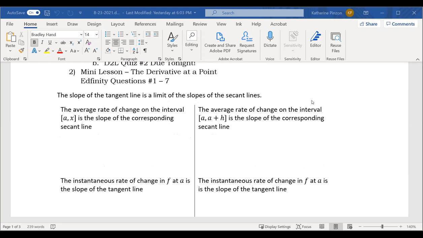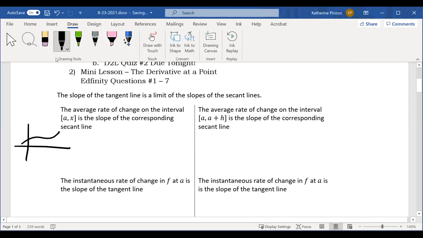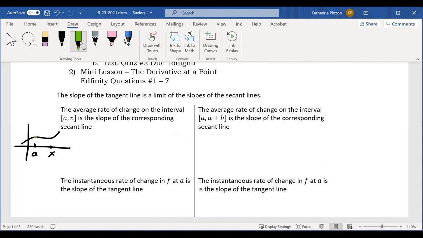So the average rate of change on the interval a to x is the slope of the corresponding secant line. If you imagine you have some sort of function and you have a point A and a point X, then the average rate of change from A to X is the slope of that secant line. How do you find the slope of that secant line? Call your function f.